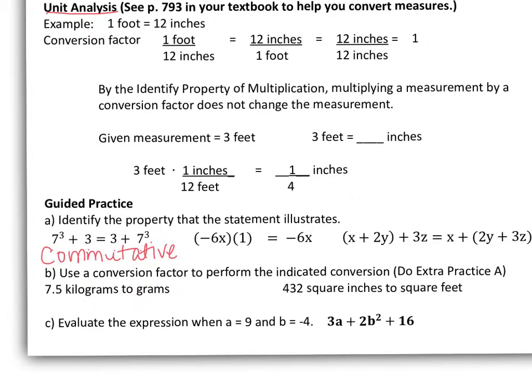And -6x times 1 is still equal to -6x, and this would be the identity property of multiplication. So you can just write multiplication. And for this first one here, commutative property of addition.